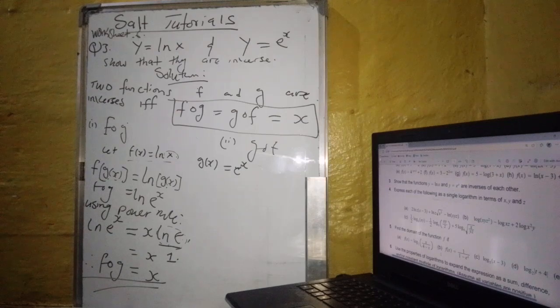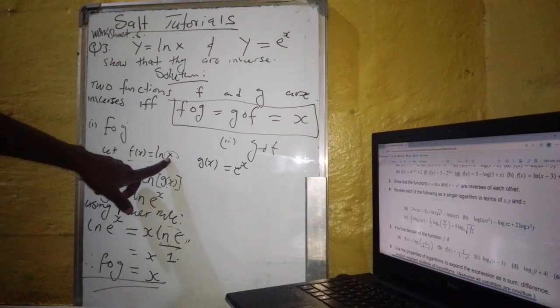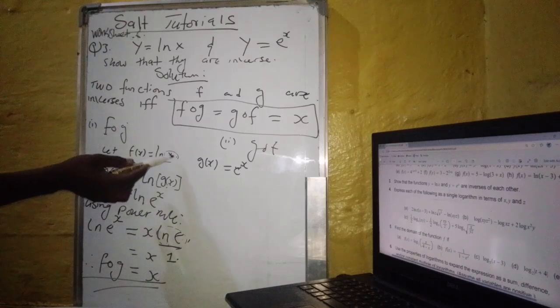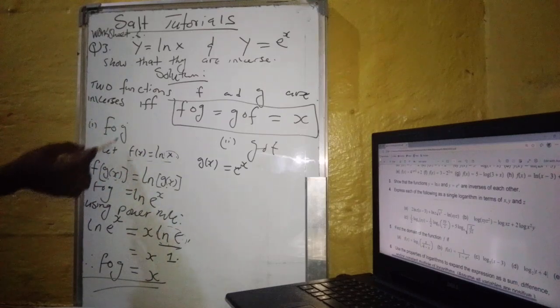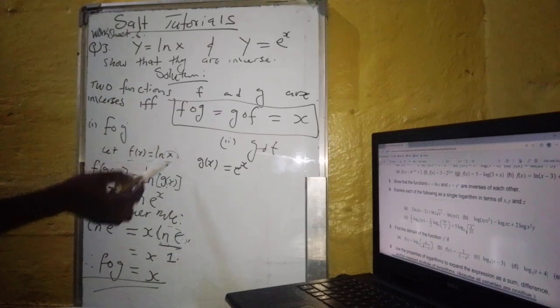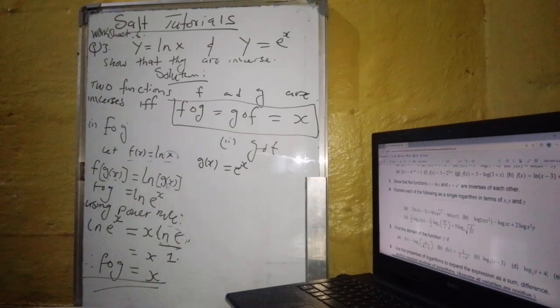Basically equals to x. So what has happened? We had to let our function f of x be the natural log of x. So where there was x, we replaced with g. So the f was now evaluated at the function g. Everywhere there was an x, I had to replace with g of x.